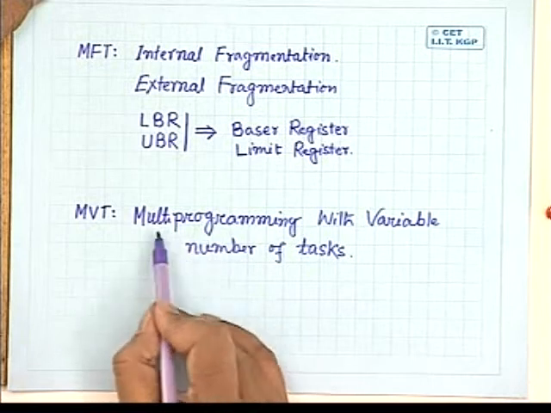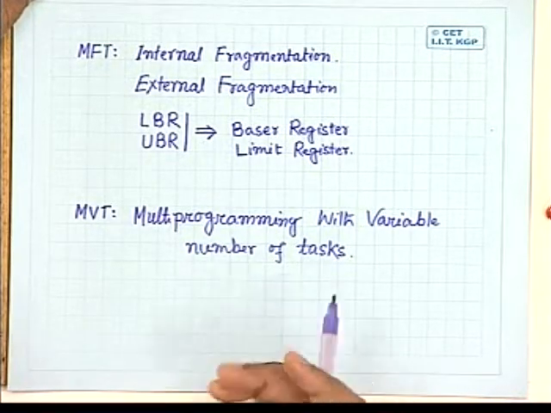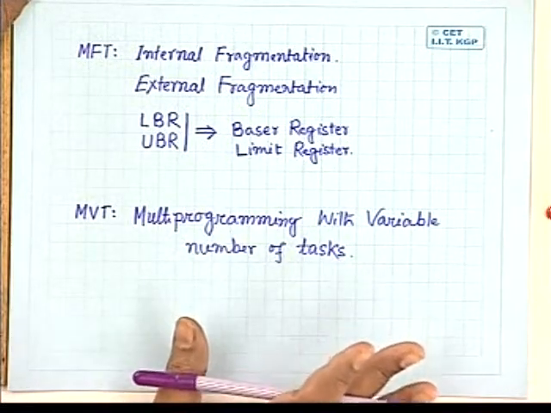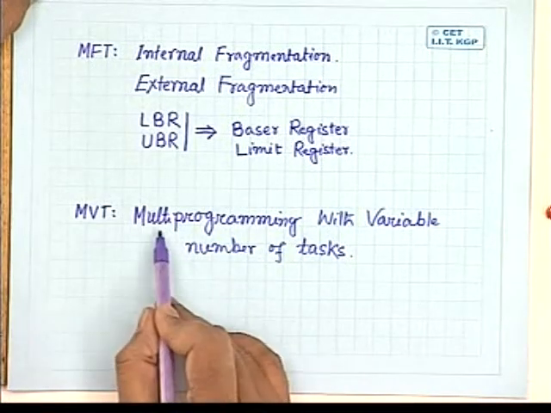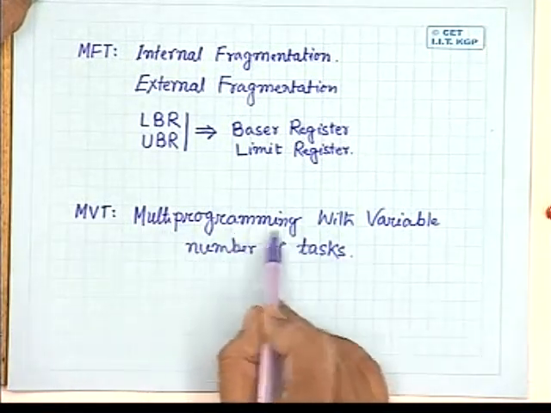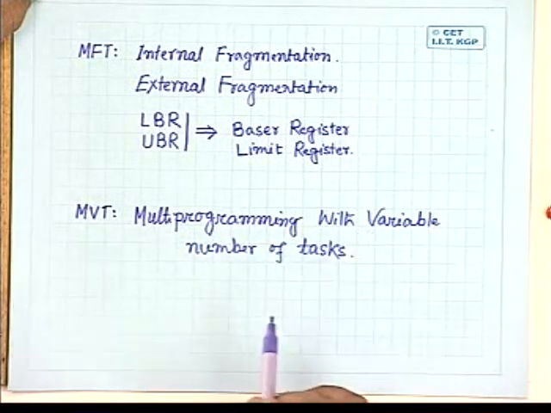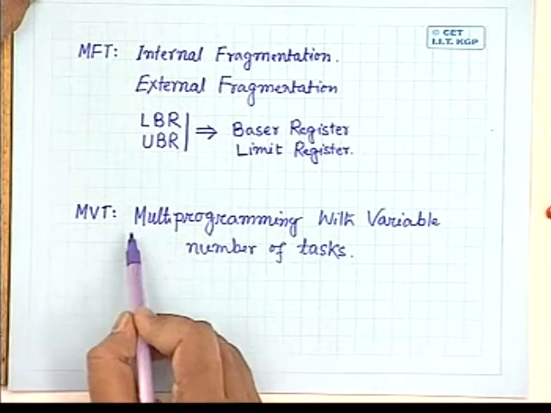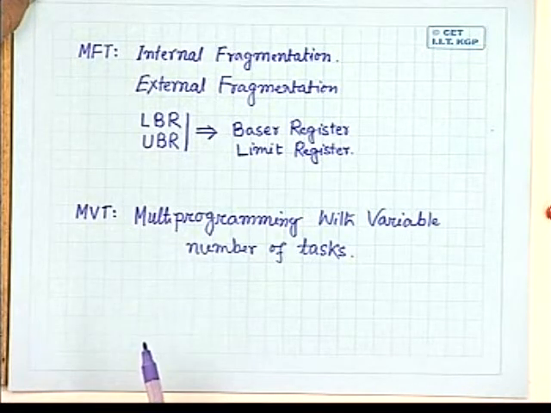So as such, there is no fixed partition. The number of partitions may vary depending upon the size requirements of different jobs and depending upon the number of jobs that you have to execute on the machine. Because the number of jobs is variable, the degree of multiprogramming is also variable. That is what is exploited in case of MVT, which gives you multiprogramming with a variable number of tasks.